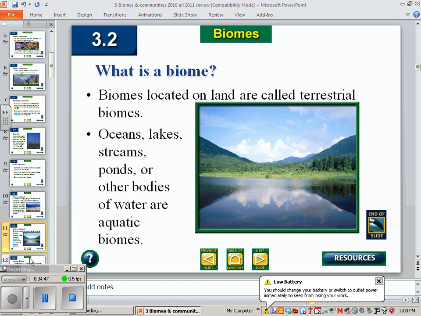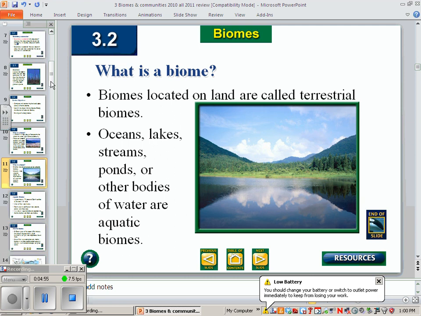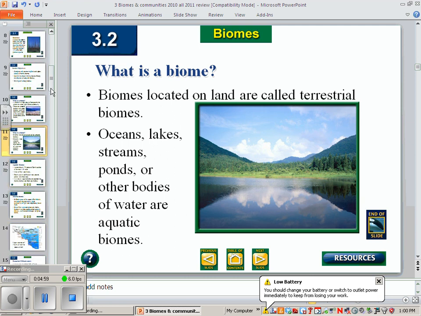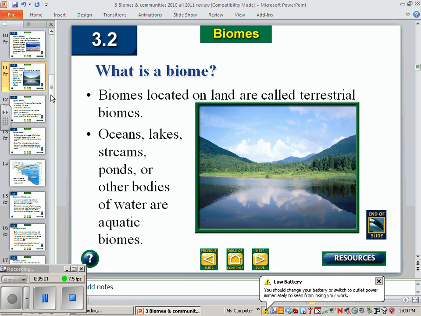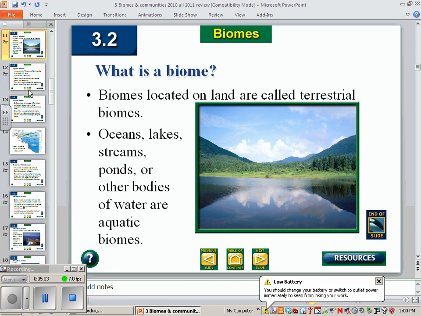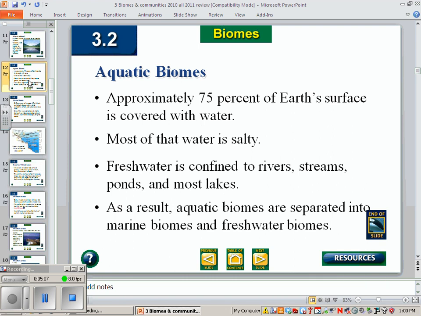An aquatic system is one that is going to be water-based. In these areas, the main things that are going to make an impact are going to be the amount of sunlight and salinity that is going to be in the area. 75% of the earth is covered with water. The majority of that is salty.